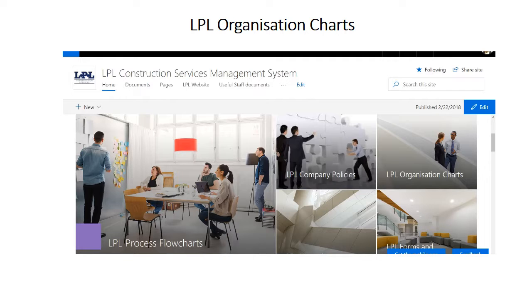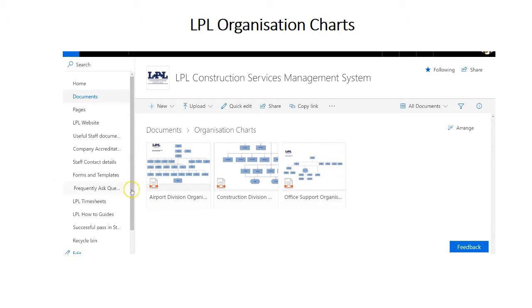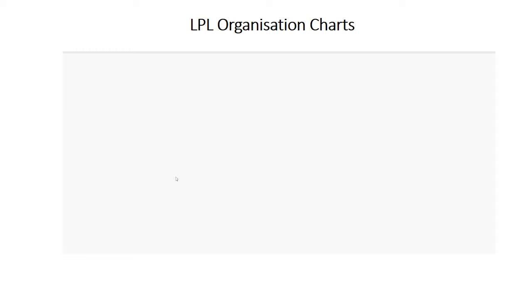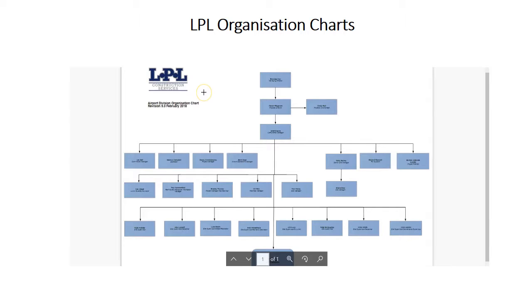LPL organisation charts can also be accessed from the front page. The organisation charts are further divided by Airport Division, construction division and office support. Just double-click on the required organisation chart to open the file. Each organisation chart should display its title, revision and date of issue.